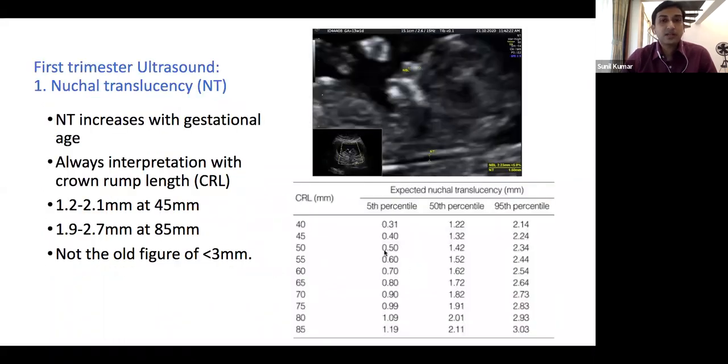So how do we interpret the first trimester ultrasound? Normally NT means nuchal translucency. This is a small black dark space behind the neck.